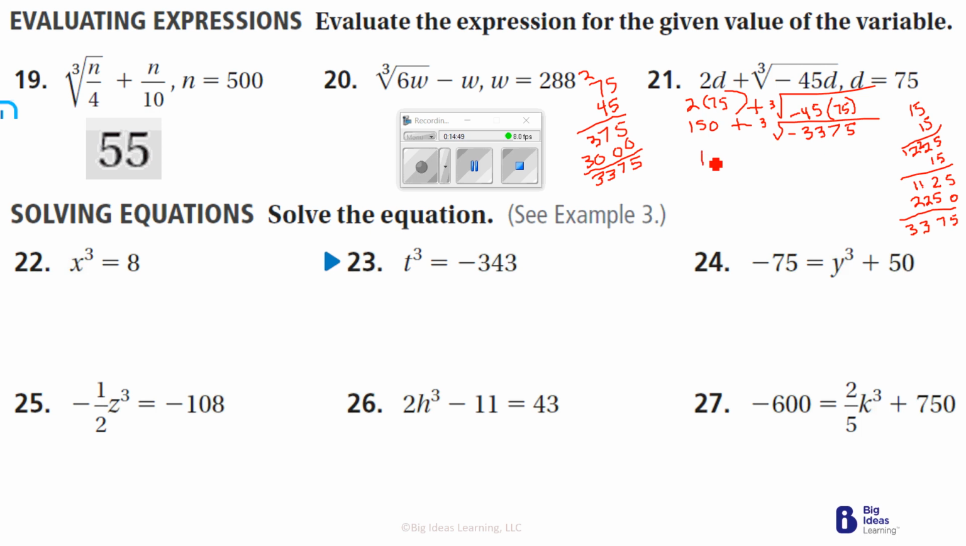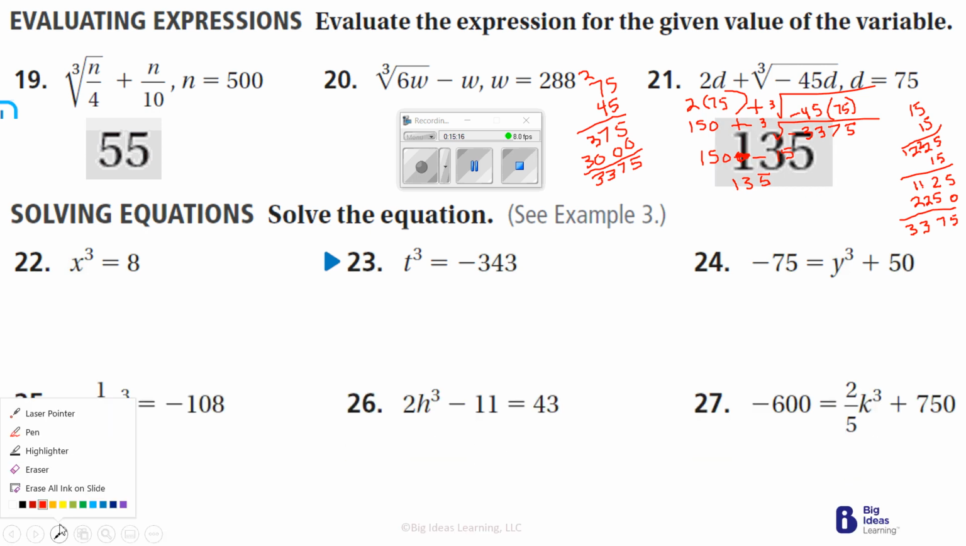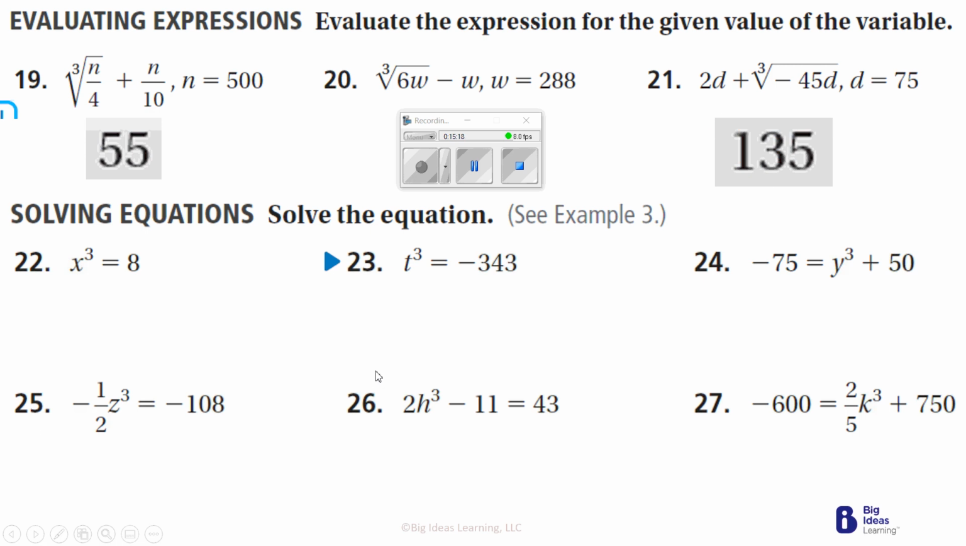So now I can say I have 150, and I'm going to be adding, since this was a negative number, actually I'm not going to add it, I'm going to be subtracting 15. All right. 150 minus 15 is 135. So my guess is it's going to be 135. Yes, it is. Whew. Kind of doubted myself there, but I'm glad that I stuck by my guns. Let's go to number 23 now.